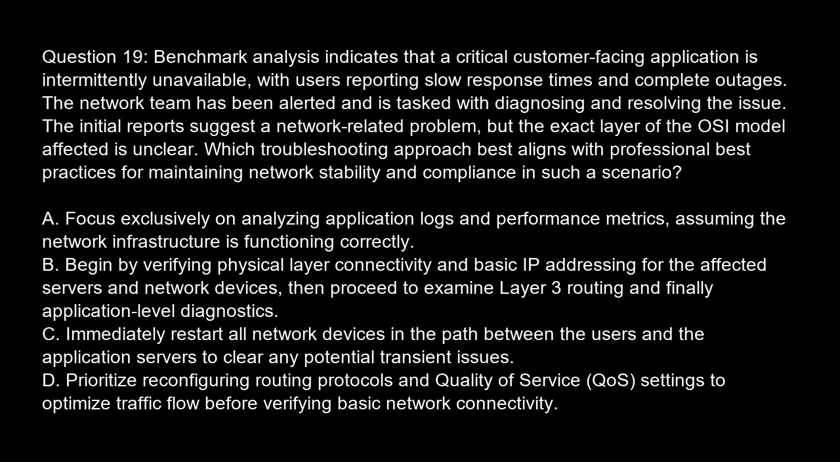Option A. Focus exclusively on analyzing application logs and performance metrics, assuming the network infrastructure is functioning correctly. Option B. Begin by verifying physical layer connectivity and basic IP addressing for the affected servers and network devices. Then proceed to examine Layer 3 routing and finally application-level diagnostics. Option C. Immediately restart all network devices in the path between the users and the application servers to clear any potential transient issues. Option D. Prioritize reconfiguring routing protocols and quality of service (QoS) settings to optimize traffic flow before verifying basic network connectivity.